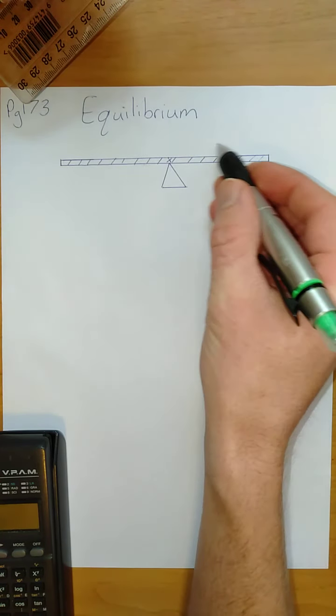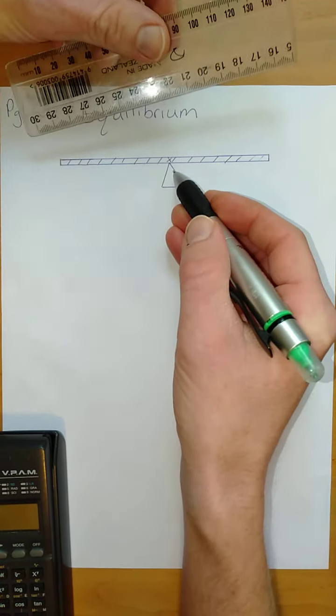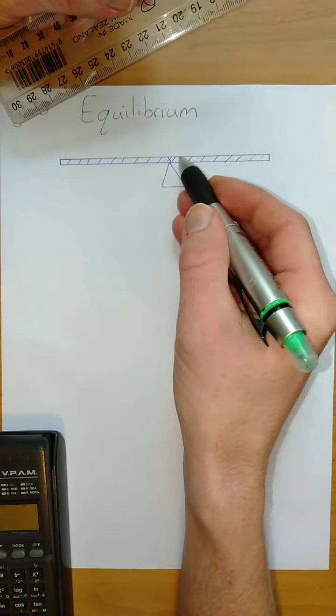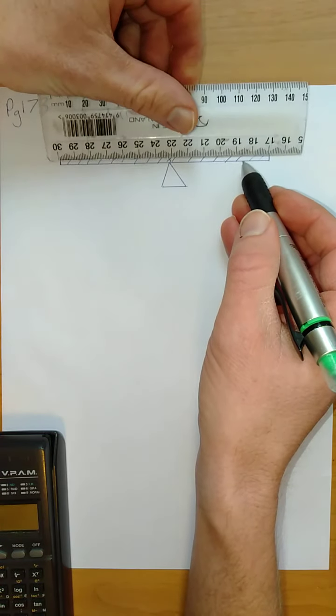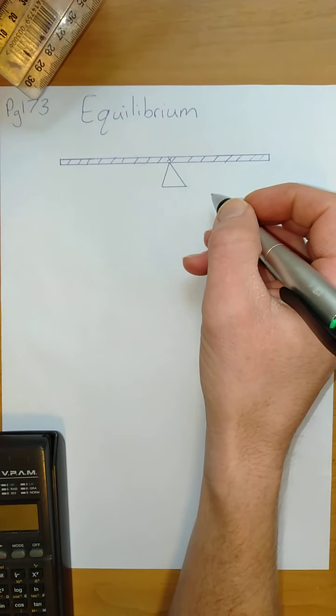If, for example, this side was made from metal and this side was made from wood, even though they'd have the same volume or same lengths, then the heavier side would make it turn that way. But we've not got that kind of scenario here.